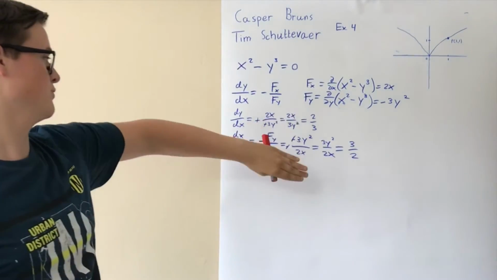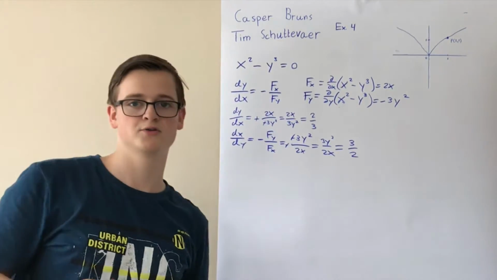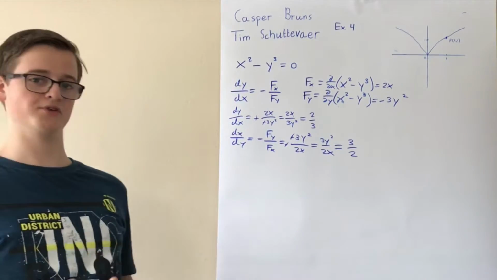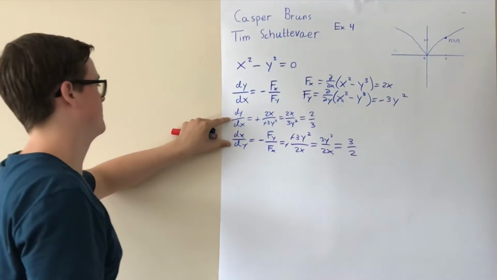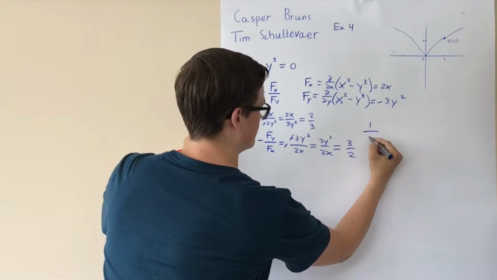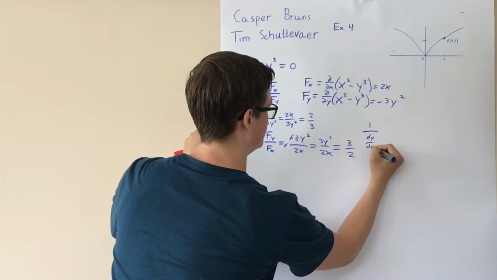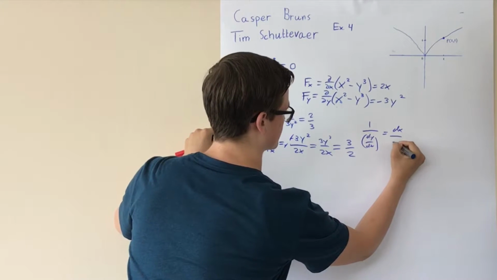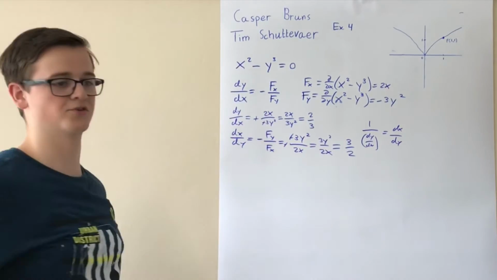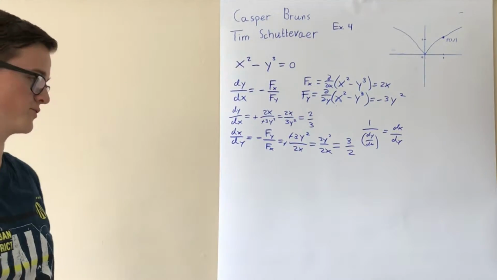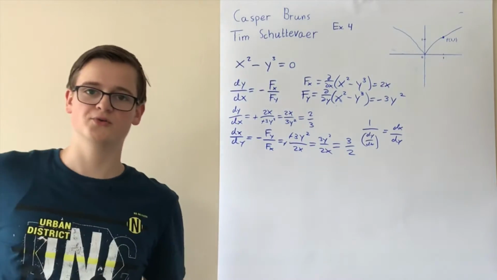The answers we found are 2/3 and 3/2. Something interesting about them is that they are each other's inverses. But this is quite logical, because if we look at the two formulas, we can say that 1 over dy/dx is equal to dx/dy. So these are each other's inverses, and it's not strange that we found two answers that are each other's inverses as well. Now Casper is going to do the second part.